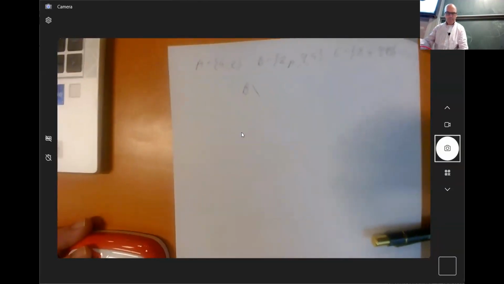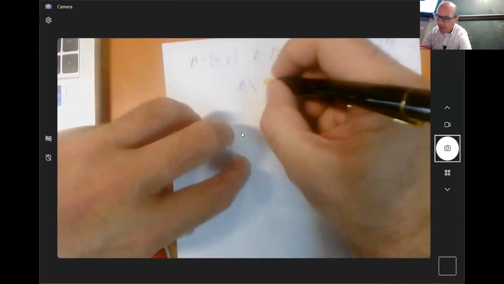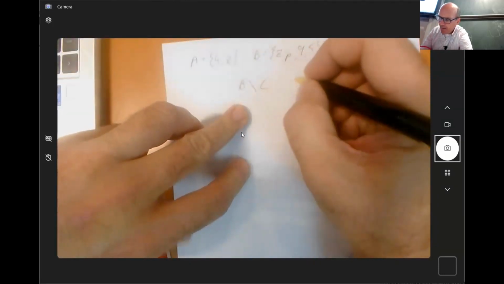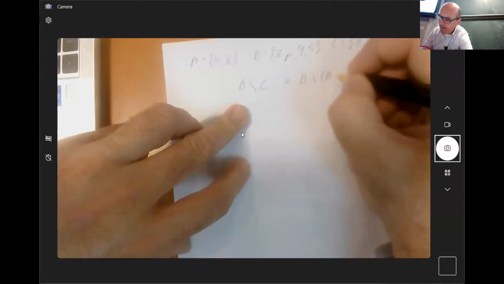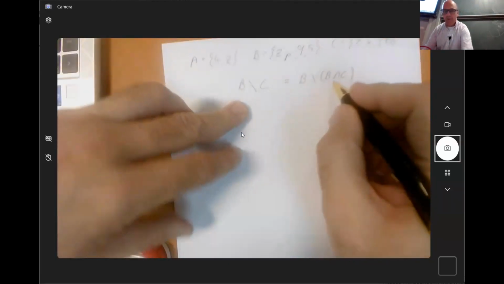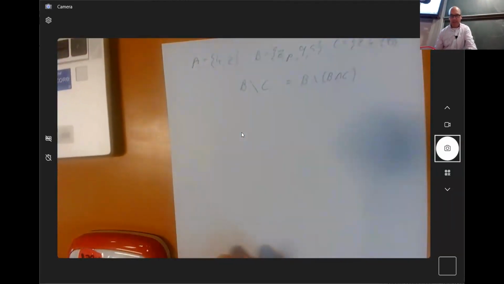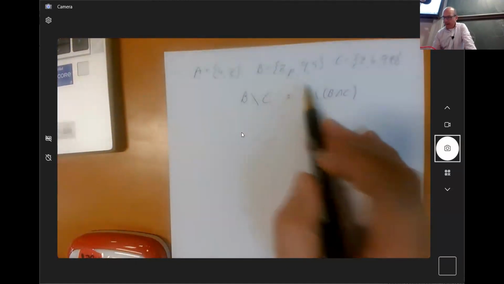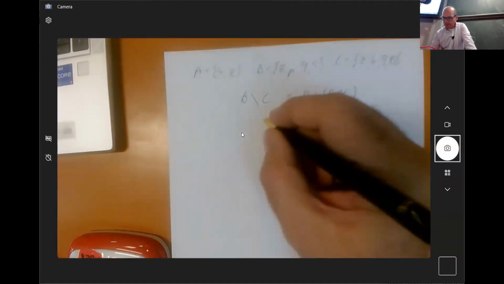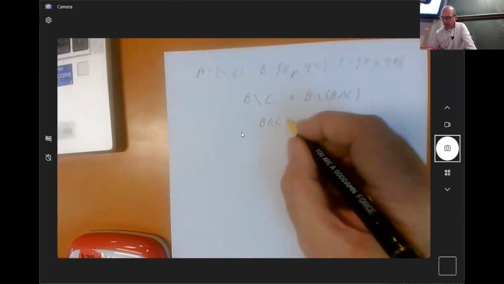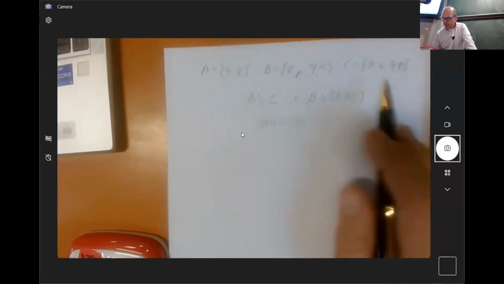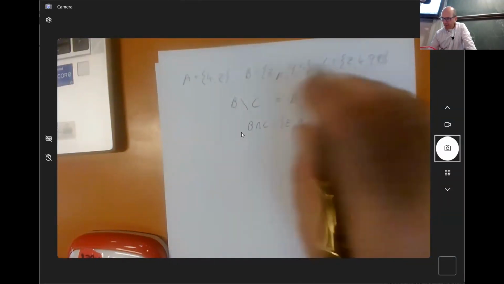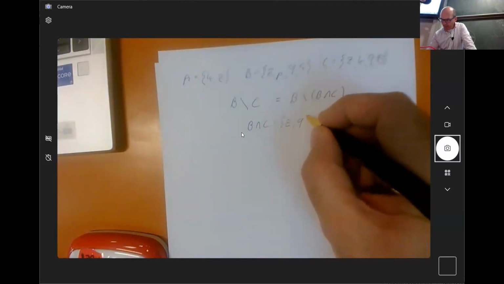Okay. So B without C is the same as B without B intersection C. The only bit that I'm taking out of B would be the intersection. So B intersection C would contain Z. P is not in this set. 9 is, so 9 is in both. And that would be it.